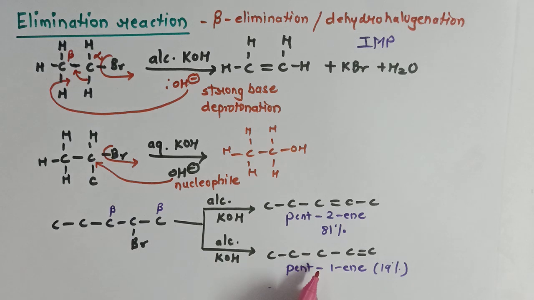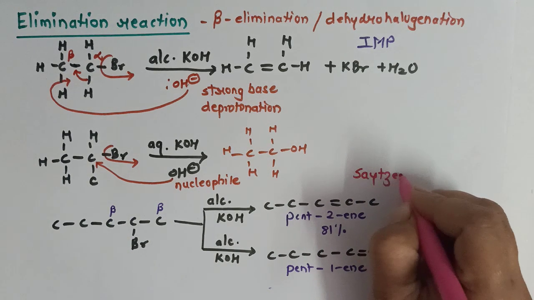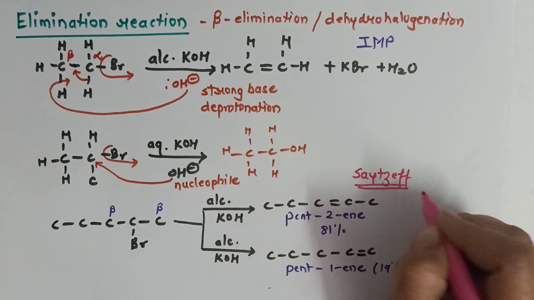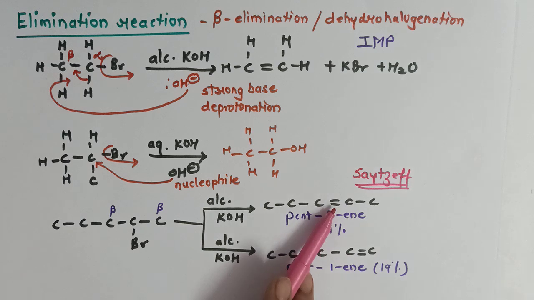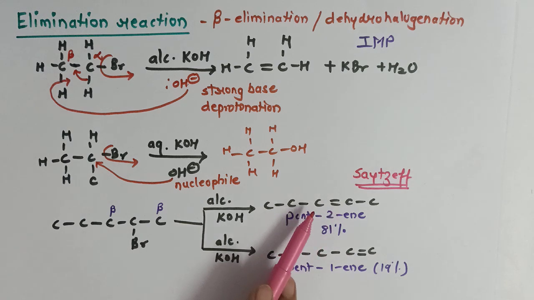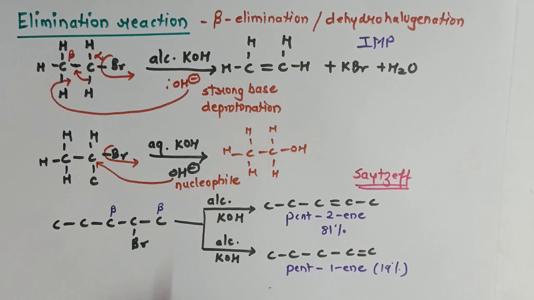The reason can be explained with the help of a rule called Saytzeff rule. Now the Saytzeff rule says that the double bond will be formed at that carbon atom which has more number of alkyl groups attached to it. The reason lies in the hyperconjugation. We know that more the number of alkyl groups, more will be the hyperconjugation, more will be the delocalization of electron, and therefore more will be the stability.